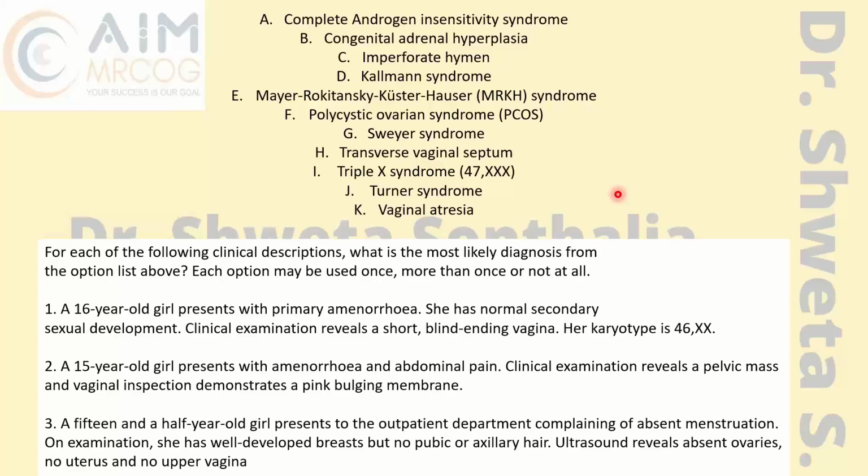Very good. So all the factors are supporting, though they have not mentioned the uterus, but they have clearly written normal secondary sexual characteristics, which means the ovary is intact. Short blind vagina means it supports MRKH, and karyotype XX also supports MRKH. Yes, my dear. Next.